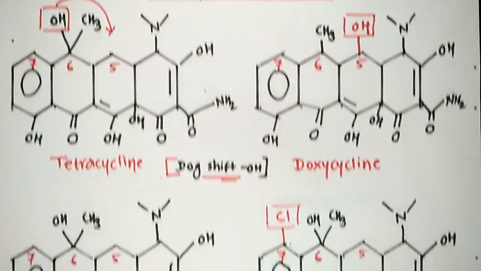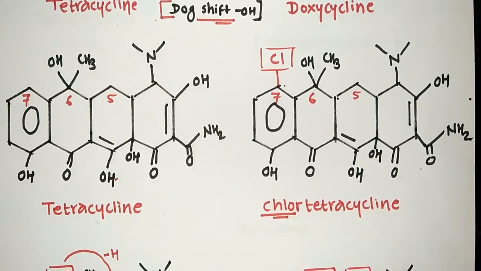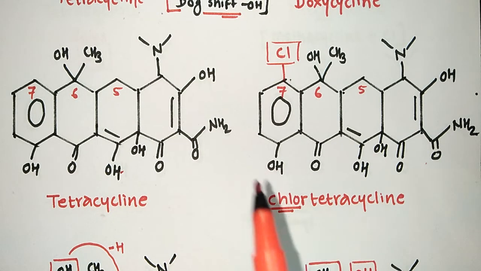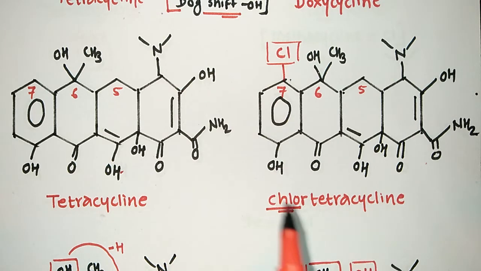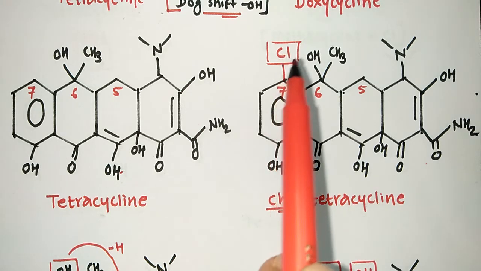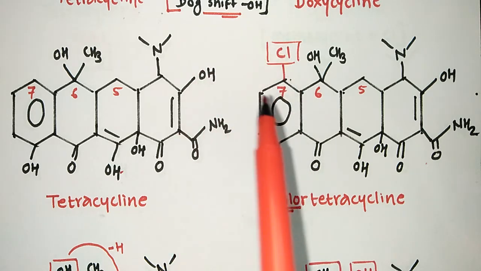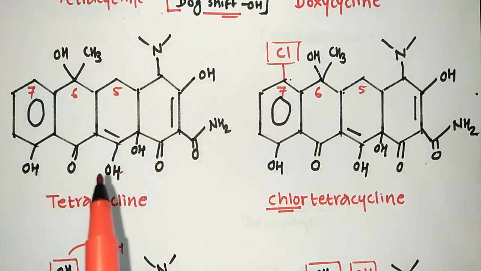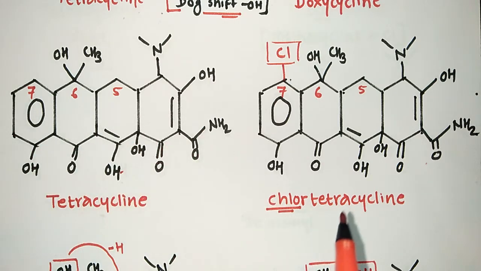So the next member is chlortetracycline. Chlortetracycline is another very easy structure of this family, tetracycline. As the chlortetracycline name already indicates, here is a chlorine. So as the chlor name in the tetracycline, it will indicate that at the seventh position there must be a chlorine. So just add chlorine at the seventh position, and it will convert the tetracycline into chlortetracycline. Okay, so we will be very familiar with this chlortetracycline also.